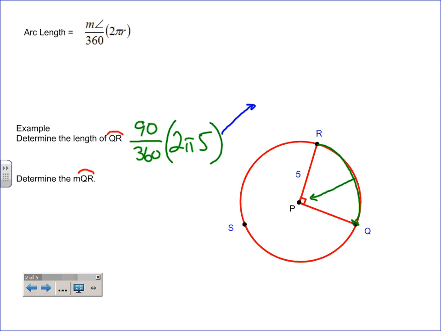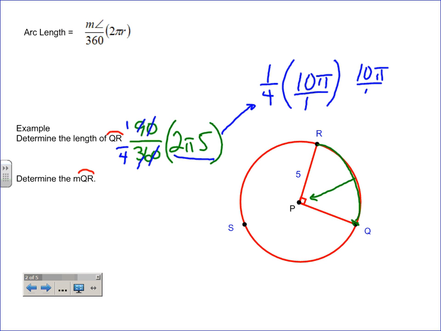Well, 90 over 360 becomes, well, that's 1/4. Okay, so we got 1/4 times, everybody see where the 1/4 came from if you simplify this fraction? Okay, and this is 10 pi on the inside, right here. So that's basically 10 pi over 1, if you had to write it as a fraction. Everybody okay with that? So it'd be really 10 pi over 4.